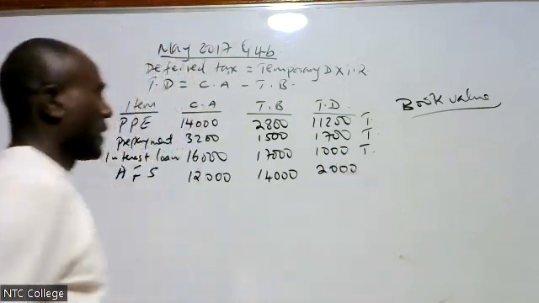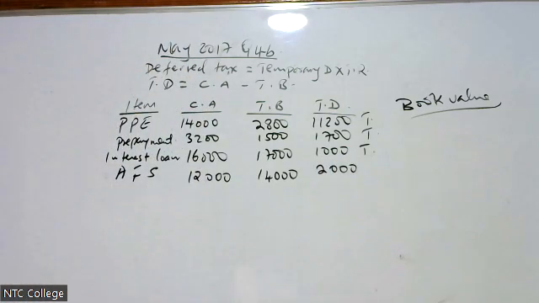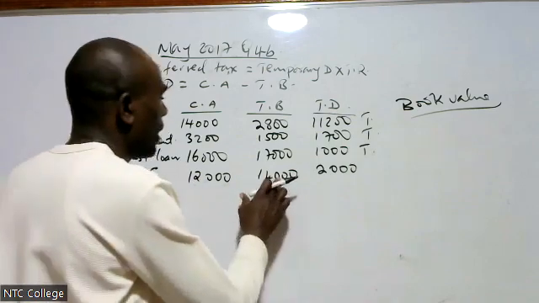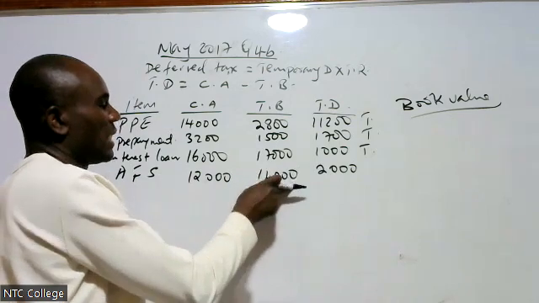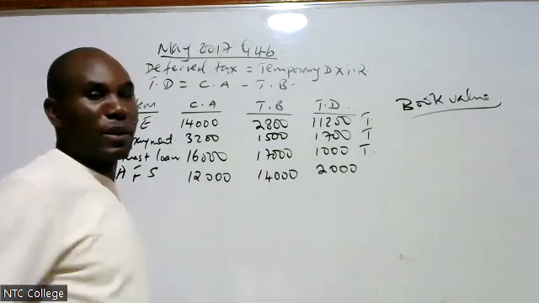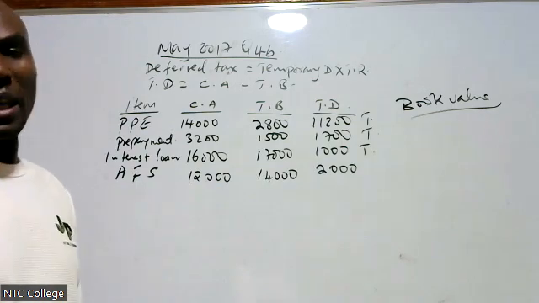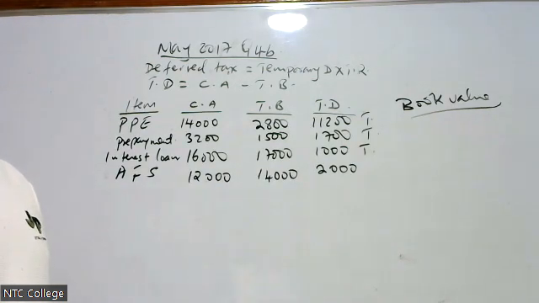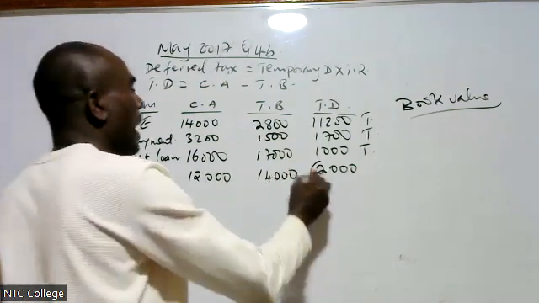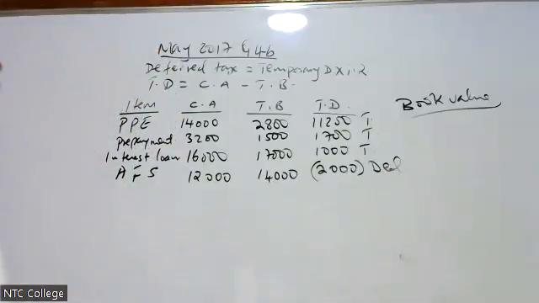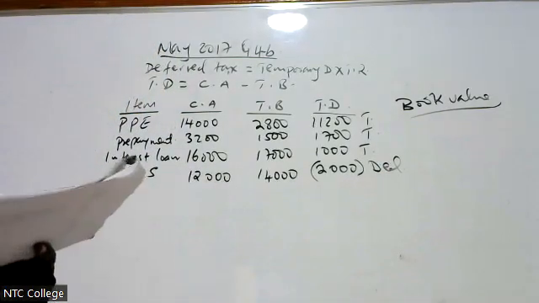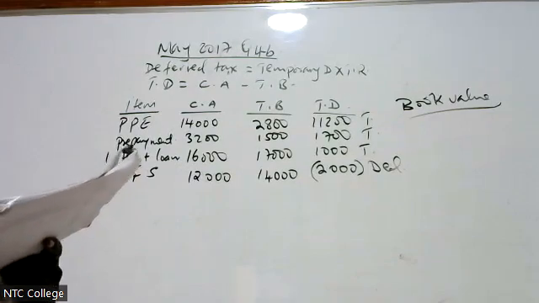But the question is, is this 2,000 taxable or deductible? Now, when we check on this one, according to the taxman, the asset needs to be 14,000. But for us, we are presenting 12,000, which means ours is less. When our value is less, it means we are making a loss. Therefore, this one becomes deductible temporal difference.